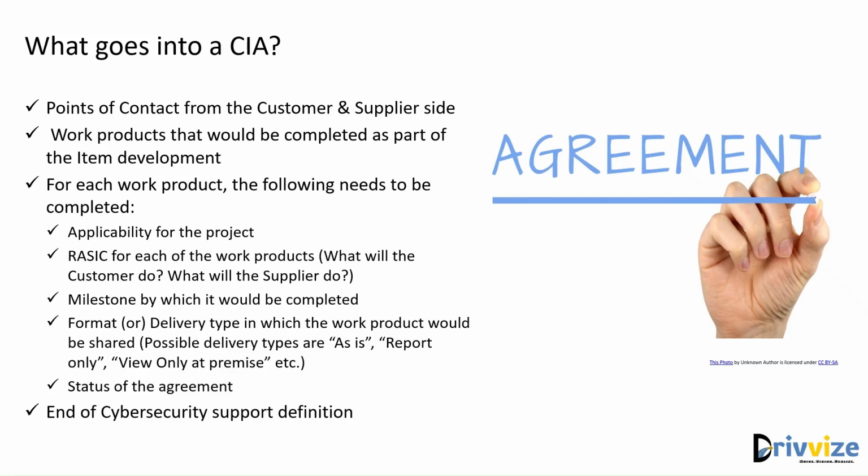And then an interesting thing that we saw in the 21434 is that they also talk about the end of cybersecurity support. So ISO 21434 says that it should be captured as part of the CIA, and this is a very interesting thing because this is not the case when we look at another standard like ISO 26262. Okay, so these are the items that go into a CIA.